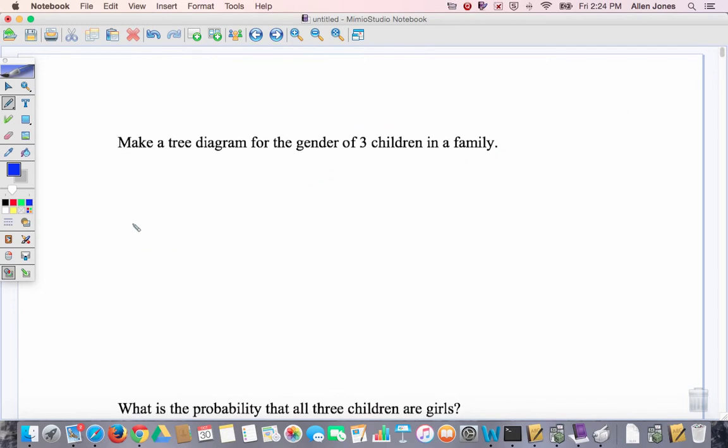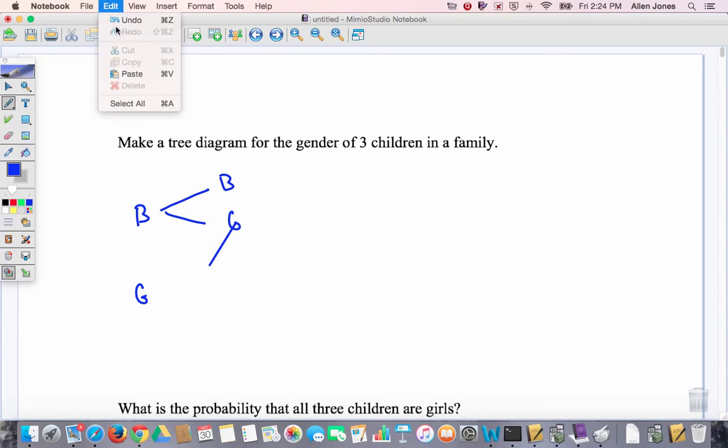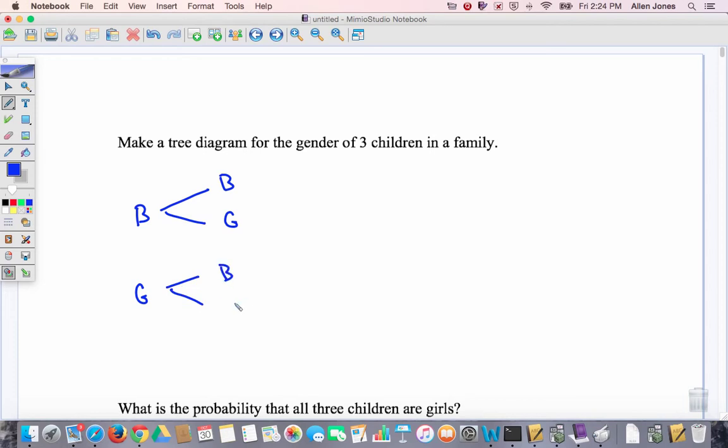Let's keep moving on here. Make a tree diagram for the gender of 3 children in a family. If we start over here, that first child can be a boy or a girl. If the first child was a boy, that second child can still be a boy or a girl. If the first child had been a girl, the second child could be either a boy or a girl. And we repeat the process. If the first child was a boy and the second child was a boy, the third child could still be a boy or a girl, and a boy or a girl for each of these 2 as well.